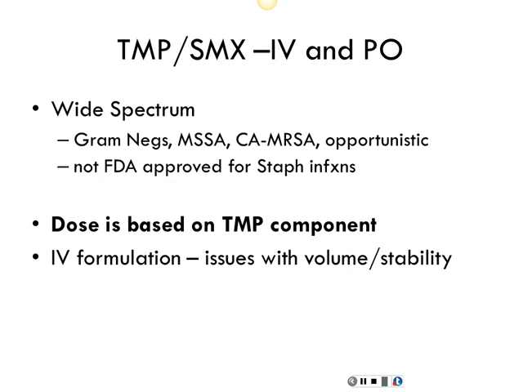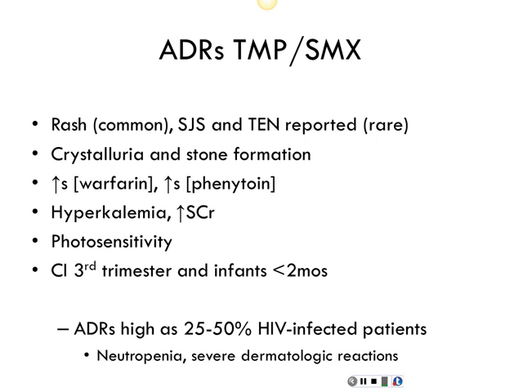A lot of things to think about in terms of ADRs as well. So the most common thing that we see is rash, and the rare Stevens-Johnson syndrome and toxic epidermal necrosis. So we rarely see those. Those are type 4 allergic reactions that we see with Bactrim. Crystalluria and stone formation really are the main things that we want to be counseling on. And what's the main counseling point on that? Drink a lot of water, make sure they stay hydrated so they form fewer crystals, and they're able to wash out those precipitates if they do occur.